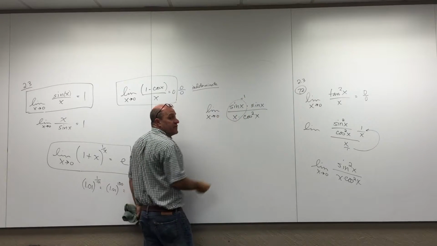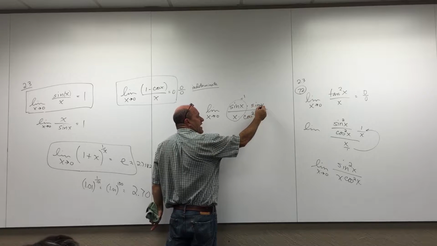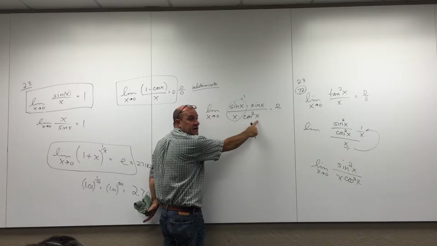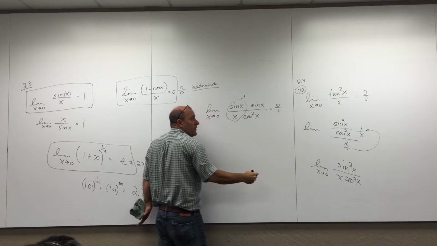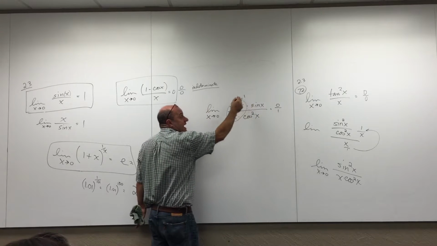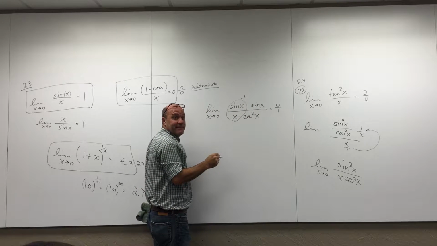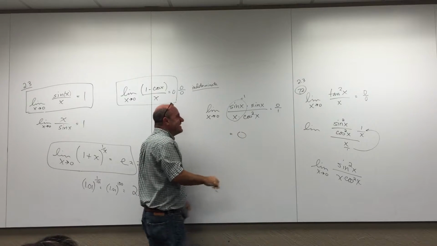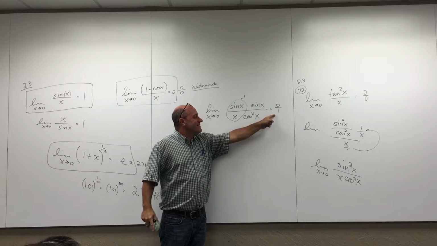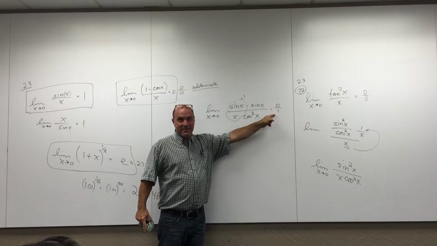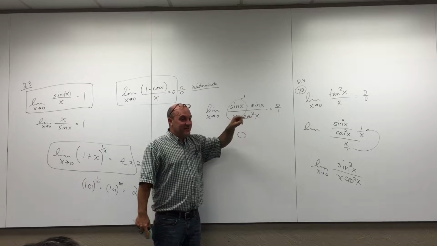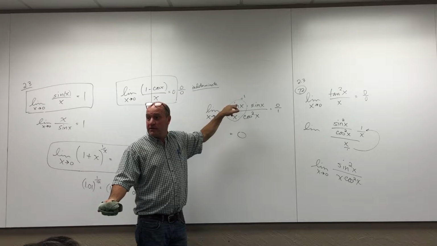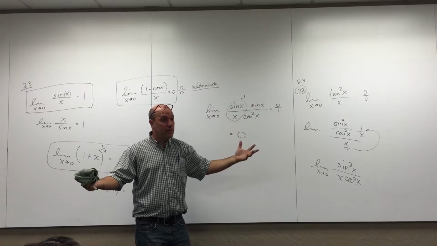Let's plug in 0 into the rest of it. I get the sine of 0 there. That's a 0. And I get the cosine of 0 there, which is a 1. So now I have 0 over 1 times 1. Guess what that is? 0. Hang on. It's 0 over 1, which I guess I could call 0, times this 1. And 0 times 1 is 0.